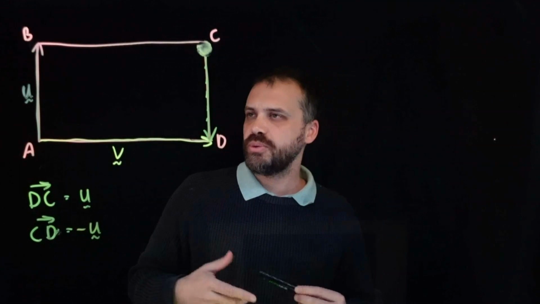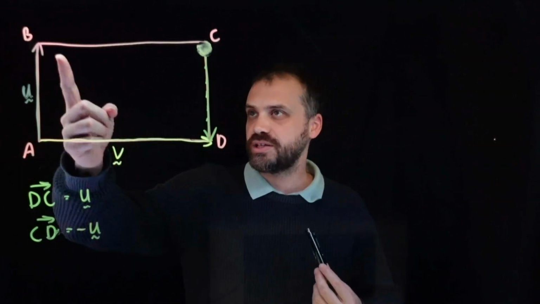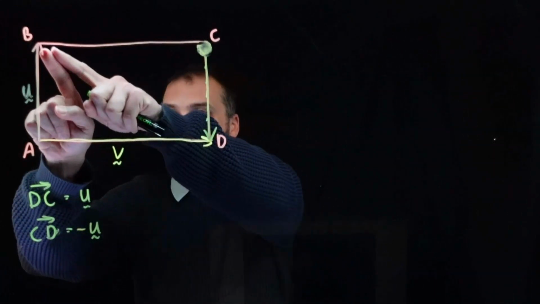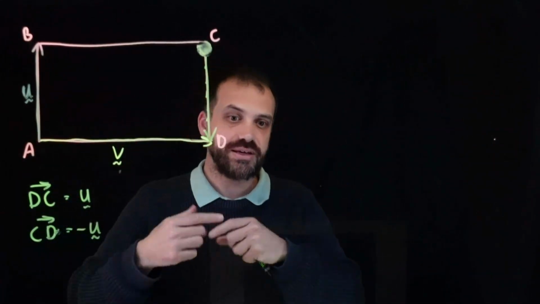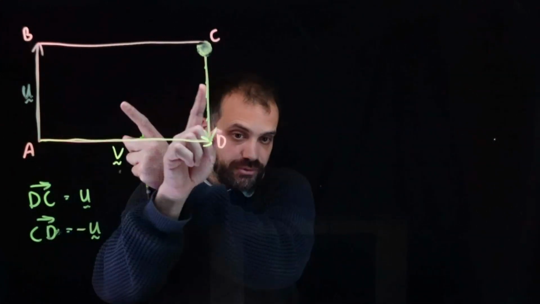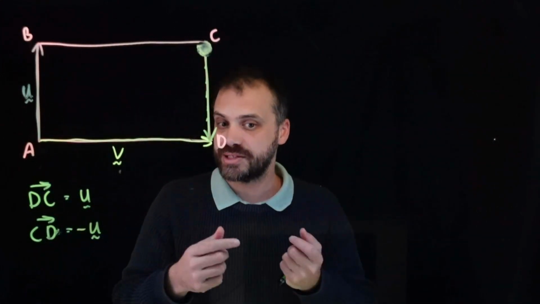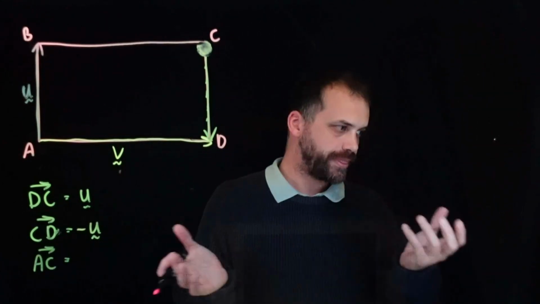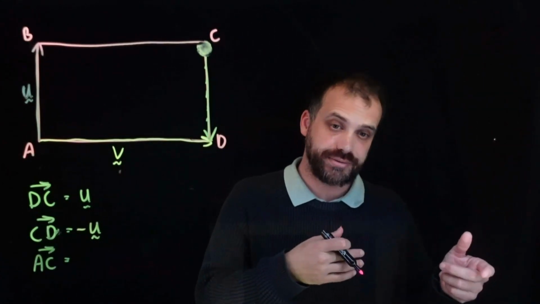Okay, we can do the same thing if we want to with vector BC, right? Because AD is equal to v. So vector BC would also be equal to v, same direction. Vector CB, flip it around, it's not v anymore, it's negative v. All right, we're just warming up. What about vector AC?